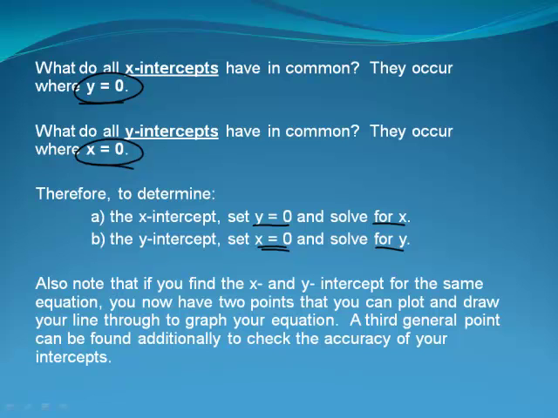Also note that if you find the x and y intercept for the same equation, you now have 2 points that you can plot and draw your line through to graph your equation. A third general point can be found additionally to check the accuracy of your intercepts. But that point is made to help you. If you're asked to graph an equation and find the intercepts first, then you have 2 points already. You can use those 2 points to graph your equation, get a third to check it, and you're that much farther ahead.